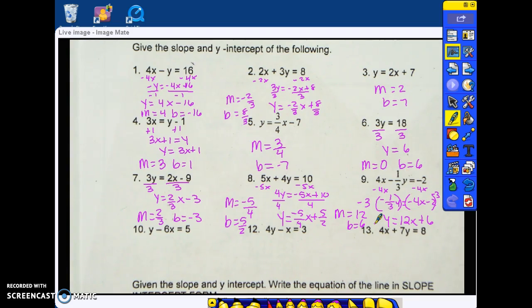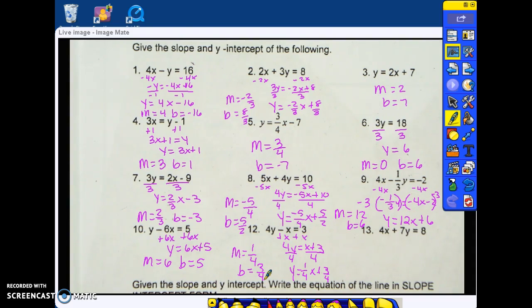For number 10, add 6 to both sides, 6x. Y equals 6x plus 5. Your slope is 6. Your y-intercept is 5. For number 12, add x to both sides because we have to get this in slope-intercept form. We have to divide by 4 because we have to do the inverse operation. That leaves me with y equals 1/4 x plus 3/4. Since I cannot divide these into whole numbers, I keep them as fractions. My slope is 1/4. My y-intercept is 3/4.